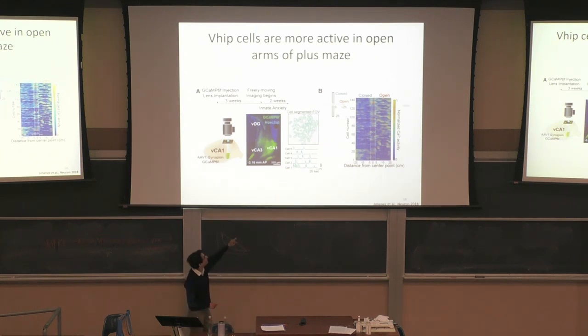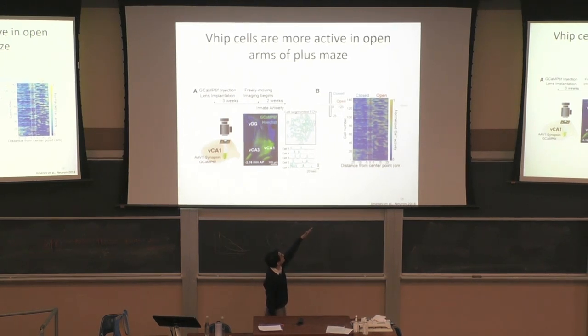Okay, so in panel B we have this scheme of the plus maze. There are closed arms where it's safer, and open arms where it's potentially more dangerous. Then they plotted the average activity of cells as a function of distance from the center of the maze. That red dot there is the center of the maze, in between the 4 arms. They plotted the average activity for each cell when the mouse is at different distances from the center.